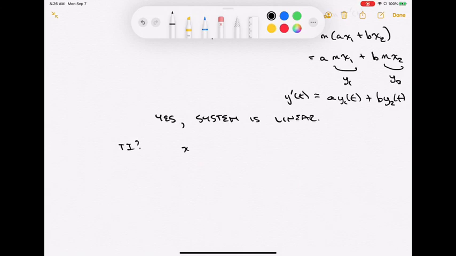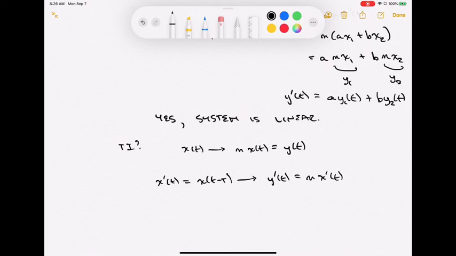Well, I know that some input x of t generates an output m times x of t, that is my output y of t. If I delay that, if I make a new input, call it x prime of t being equal to x of t minus capital T, what does that generate? It generates a y prime of t, which is equal to mx prime of t, which is equal to m times x of t minus capital T, right? Well, that also shows that what I've got here is commutability of that system and the delay operation. A delay of my input generates a corresponding delay.